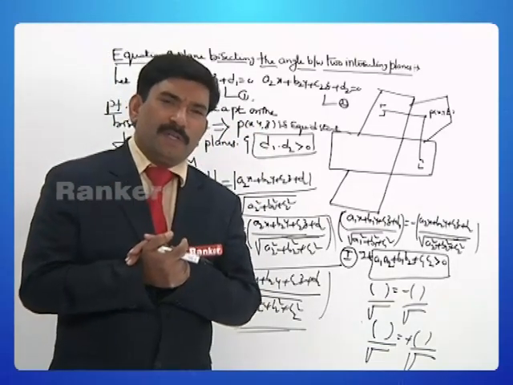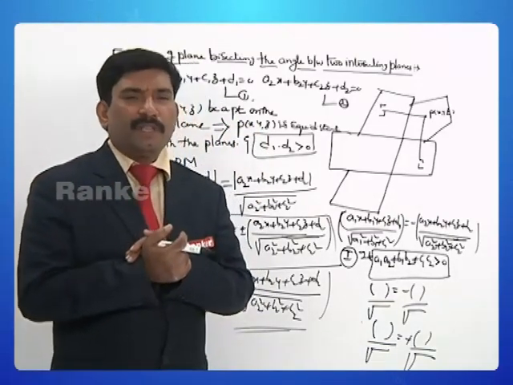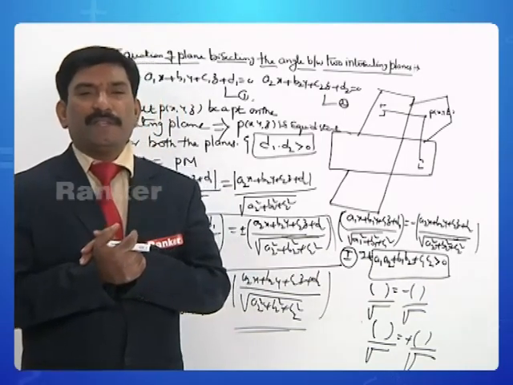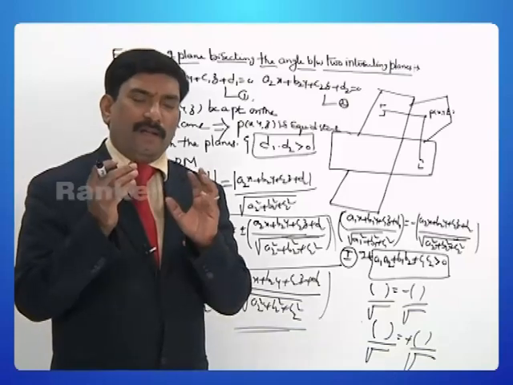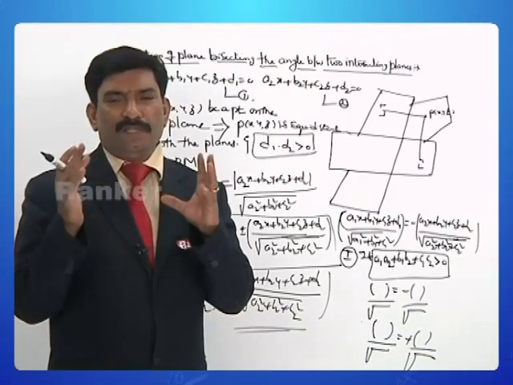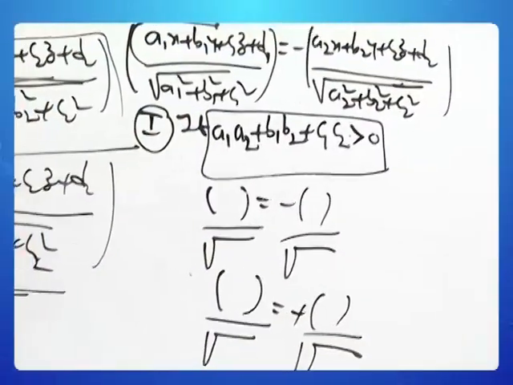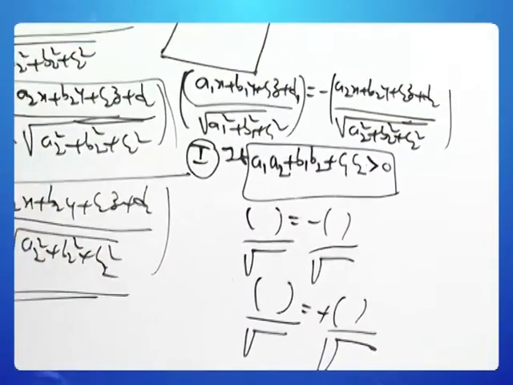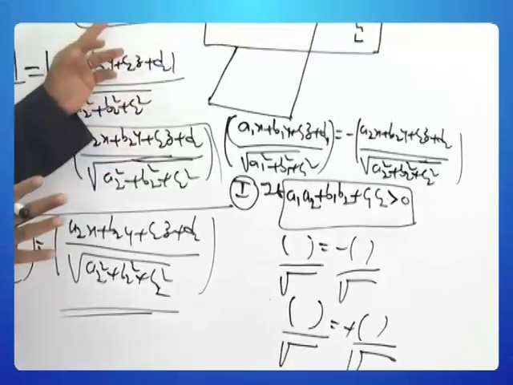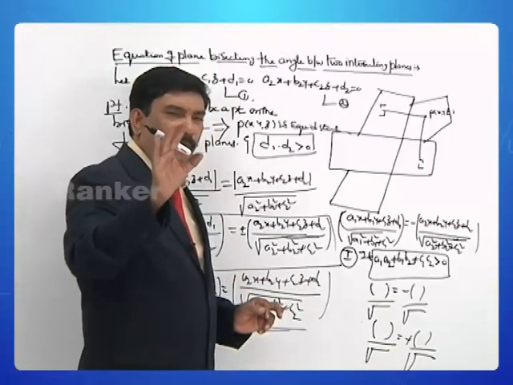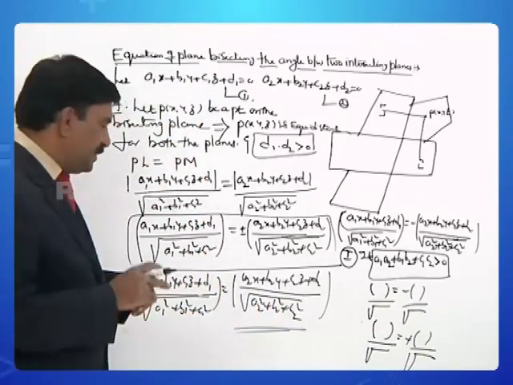This is all about how to find the equation of the bisector. The equation of the bisector containing the origin, or else the acute bisector and obtuse bisector. All these discussions come under D1D2 greater than 0. Let us apply this concept to an example.